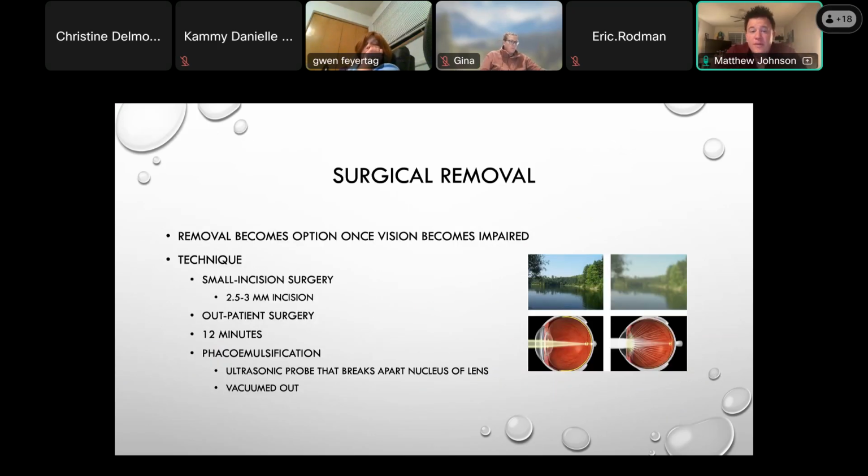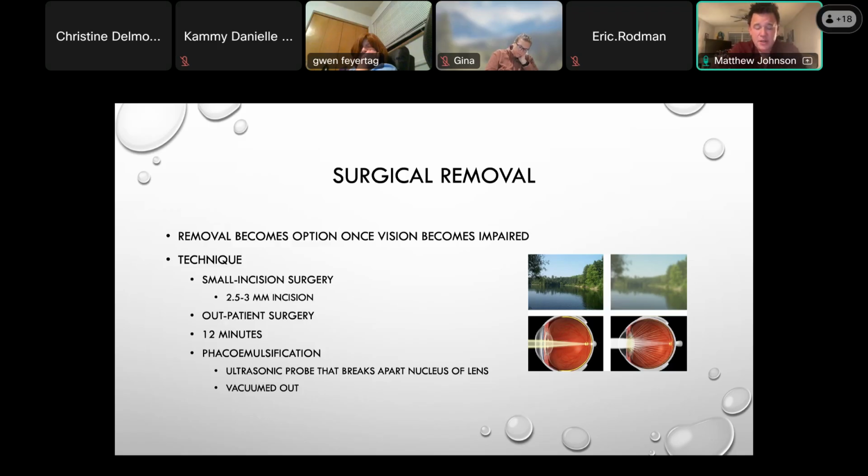So how do we remove them? Yes, cataract surgery is so common in the United States. The removal becomes the option once the vision, or the quality of life specifically, is being impaired. It's a 2.5 millimeter incision. It's an outpatient surgery that lasts between 8 and 12 minutes, actually. It keeps getting faster because we get better with technology.